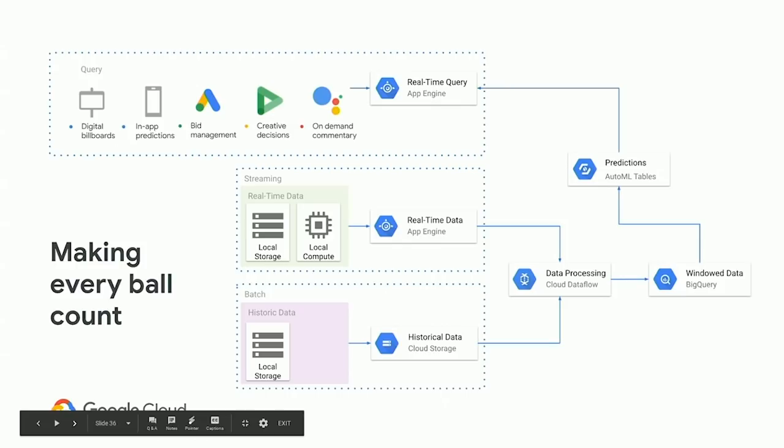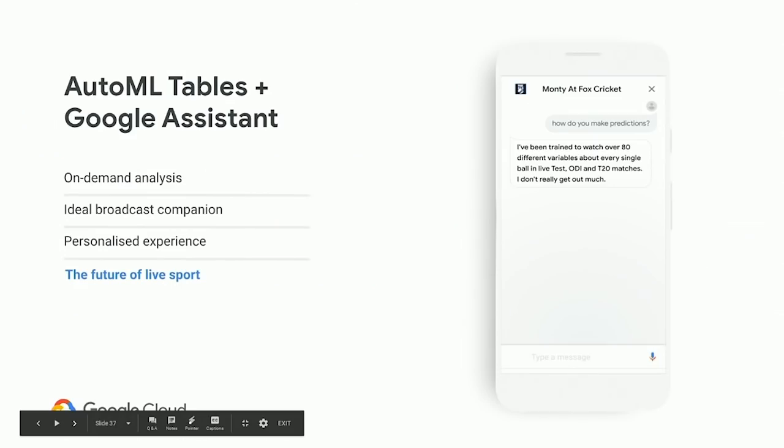Down here, when a ball was passed to our system from Opta, App Engine would receive that, it would pass it through for processing, we'd use Dataflow to look at that ball, and also an aggregate of the recent balls to give us what we called a prediction window. The model would then make a prediction based on that window and the individual ball, and then App Engine would facilitate requests from live digital billboards, from the Fox Cricket app, Google Ads bidding scripts, Studio Dynamic templates, and even Google Assistant.